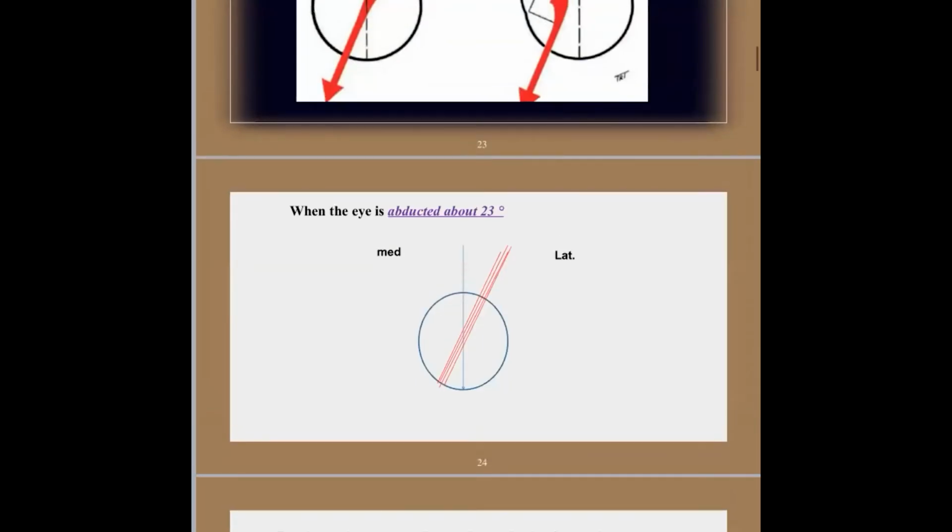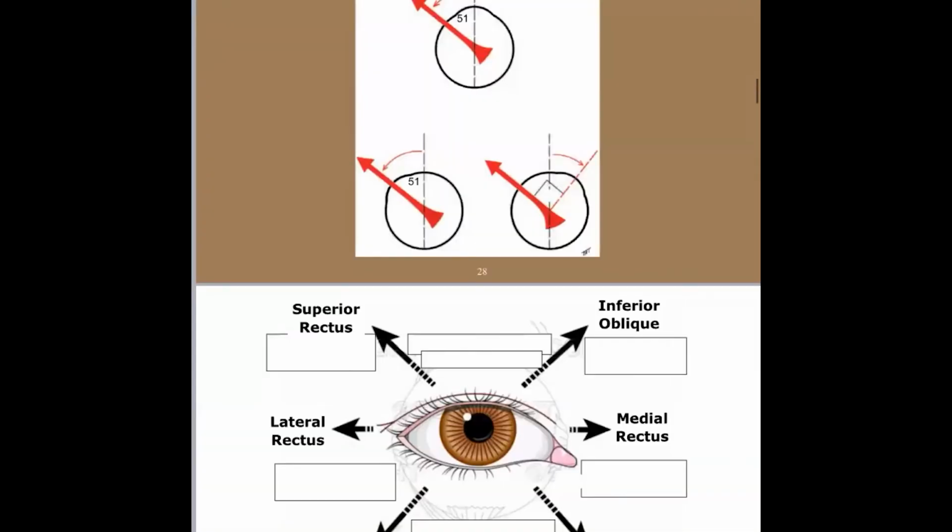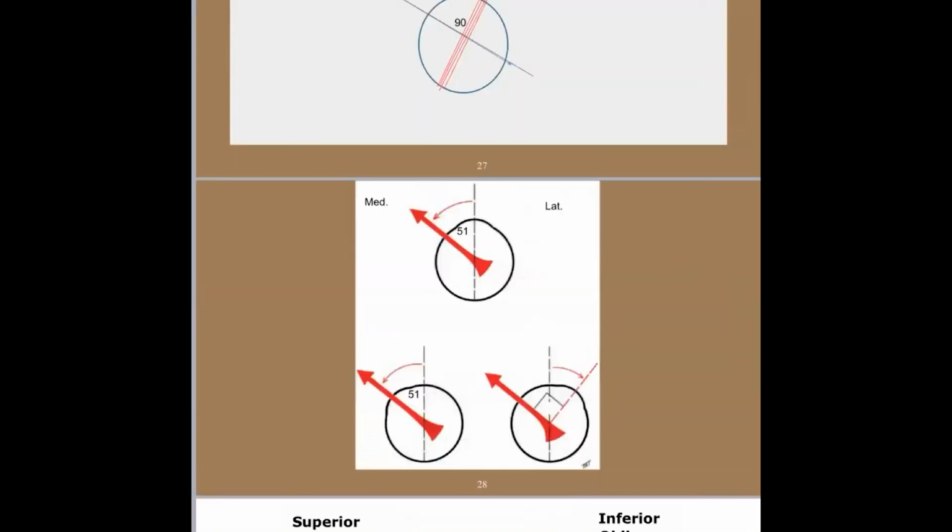The oblique muscles, it is the same here. This is in the primary position, so forget about this. Look at this one. Here, the globe is looking medially, so the globe is adducted in this example. You notice that the cornea is looking in the same direction as the axis of the muscle, so the optical axis is parallel to the axis of the muscle.